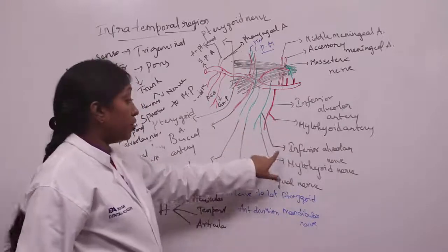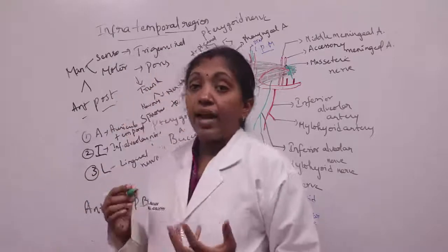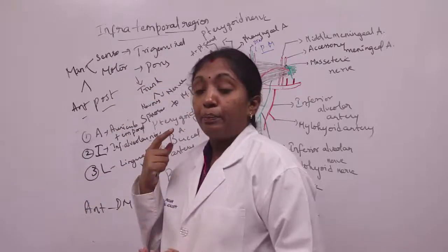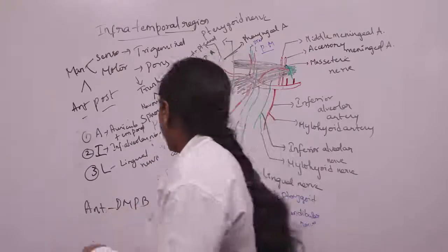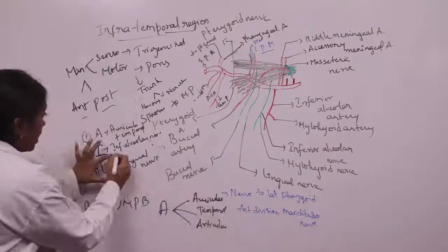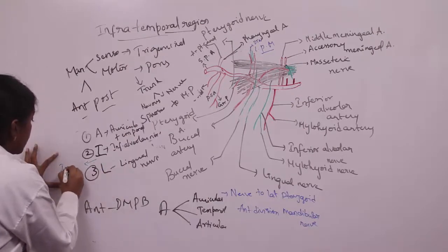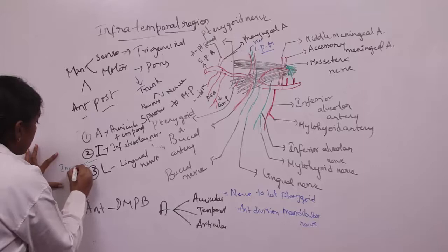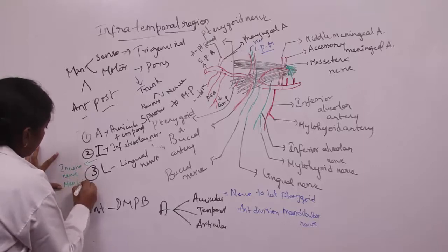And one more point about the inferior alveolar nerve: it supplies the skin and adjoining gums of the premolar teeth, molar teeth, and the incisive and canine teeth. The inferior alveolar nerve gives the incisive nerve and the mental nerve.